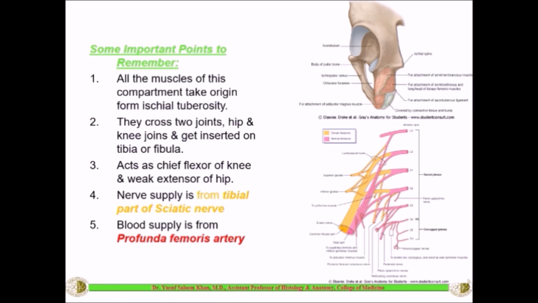The blood supply is from the profunda femoris artery. So these are some of the important general points for the muscles of the posterior compartment of the thigh, that is, the hamstring muscles. To begin with, the first muscle to study in detail will be the semitendinosus.